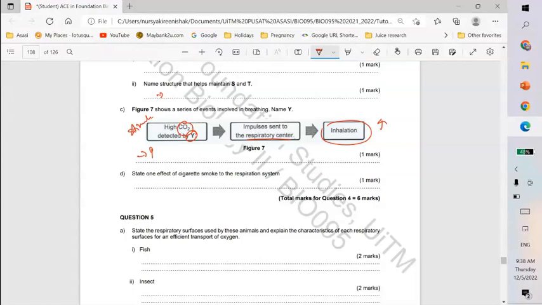D. State one effect of cigarette smoke on the respiratory system. Toxic substances from the smoke inhaled paralyze the cilia lining in the trachea and bronchi, preventing removal of inhaled particles. Okay, correct. So that is the effect of cigarette smoke. If you answer that it can lead to lung cancer, it is also accepted.